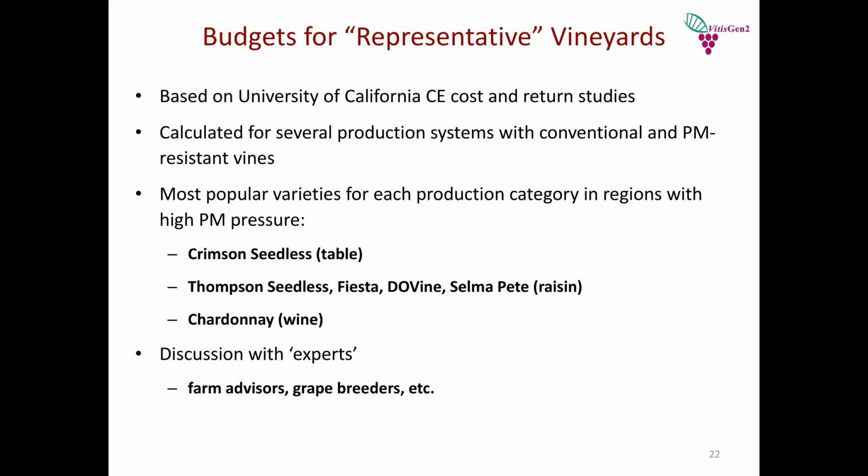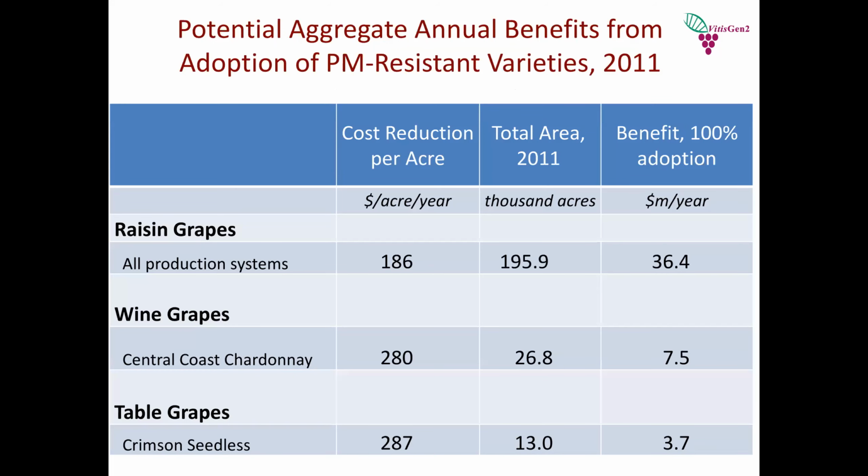So we augmented the cost and return studies details with other information from discussion with farm advisors and so on. We came up with these estimates of the annual benefits per acre for the different production systems. This is all of raisin grapes. It was $186 per acre per year, applied to a total area of 195.9 thousand acres, gives a benefit of 36.4 million a year for raisin grapes. For Central Coast Chardonnay, it was 7.5 million. That's just for one variety in one region. And for Crimson Seedless table grapes, it's 3.7 million per year.